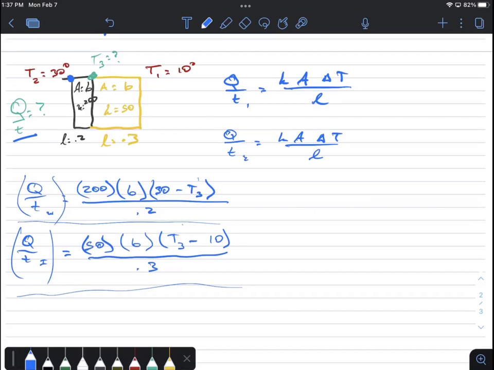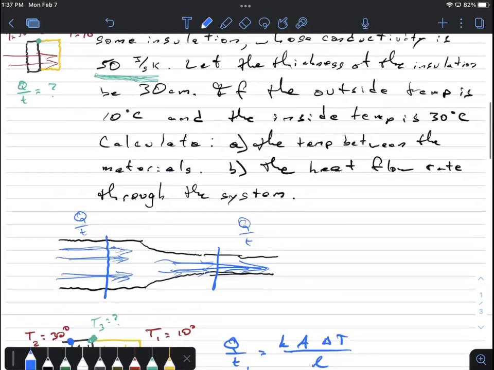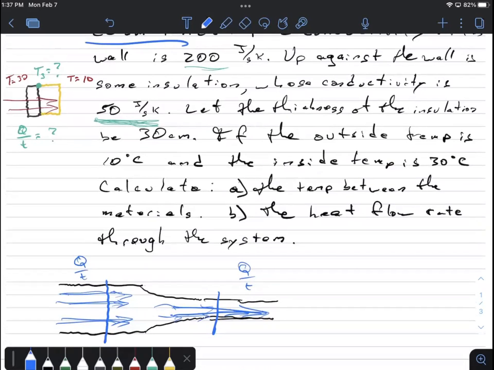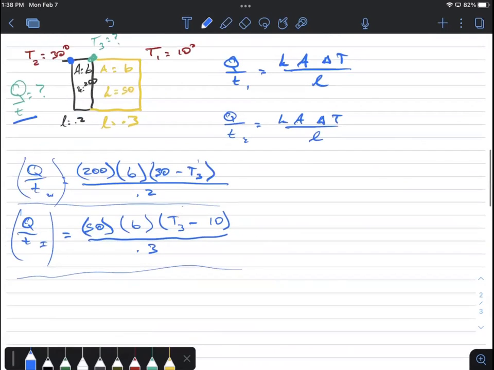However, the theory we just talked about: when you put these two objects together, they gain the same heat transfer rate. Now I can say Q over T for the wall is the same as Q over T for the insulation because they're put together. They're not separate. So they're the same Q over T, and that saves me. Now I really do have only two unknowns. Q over T for the wall is the same as Q over T for the insulation, so that's just one thing, and T3 is the other thing.